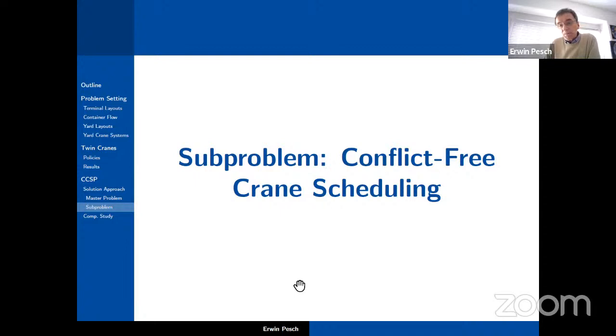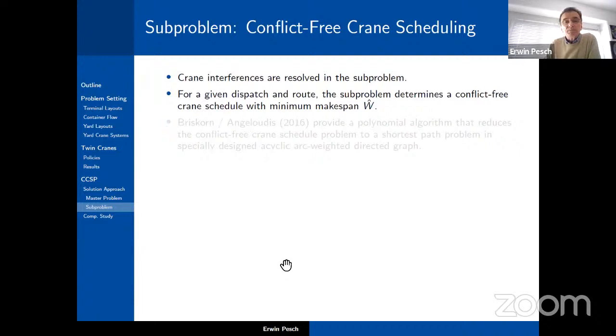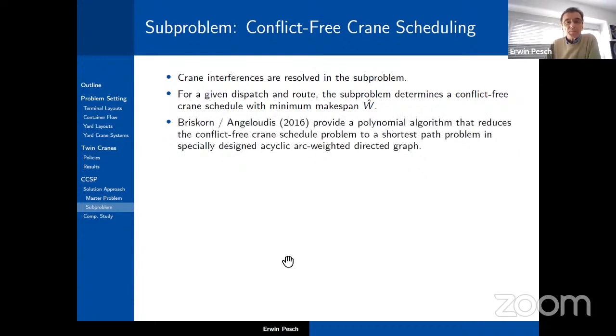And you need the subproblem in order to reach a conflict-free grain scheduling problem. So a grain interference can happen. And so we have to solve a subproblem, and from the subproblem we obtain a conflict-free grain schedule with a minimum makespan, and let's assume this makespan is W hat.